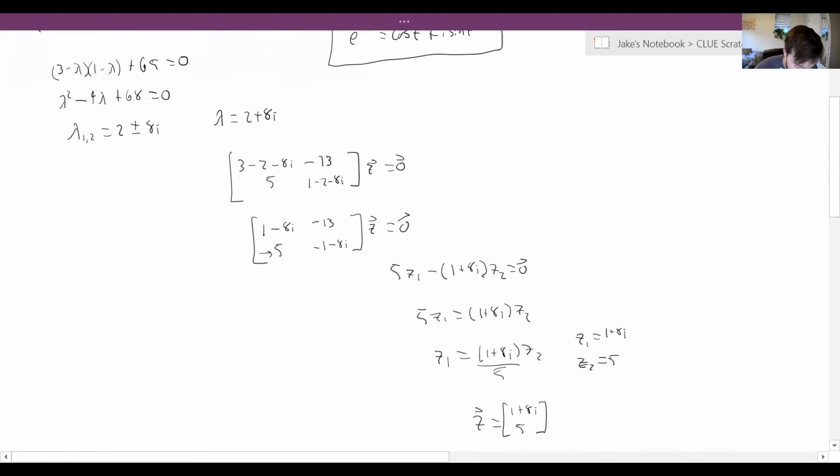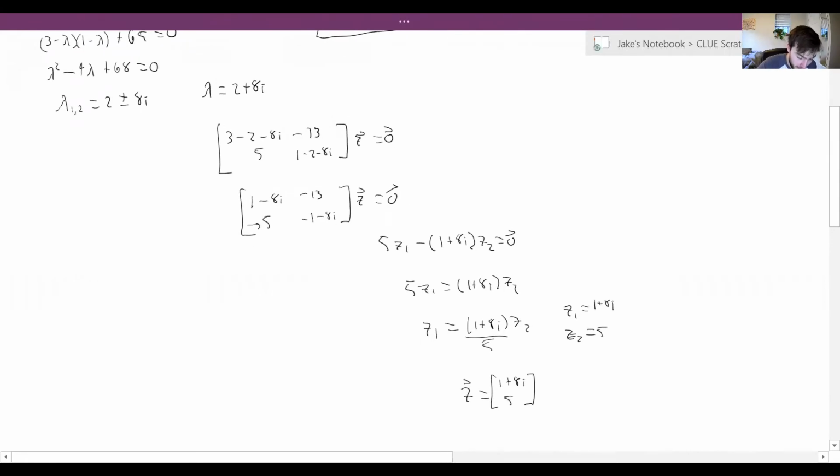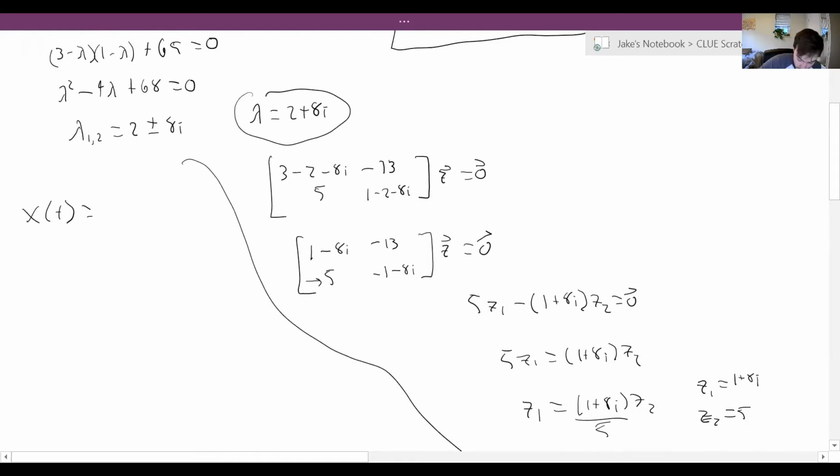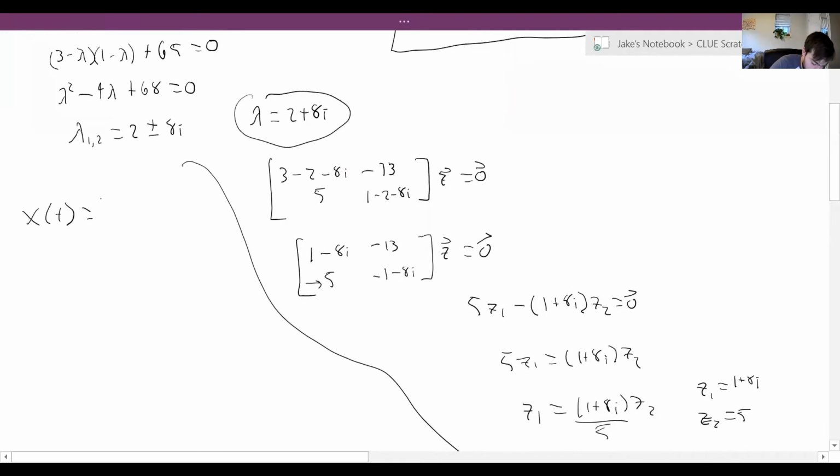Now, let's put this together. So we have our eigenvalue up here, remember, and our eigenvector. I'm going to do this over here. So our more specific solution, I suppose, is this: we get the vector (1 plus 8i, 5), and then e to the (2 plus 8i) times t. Okay, so great.